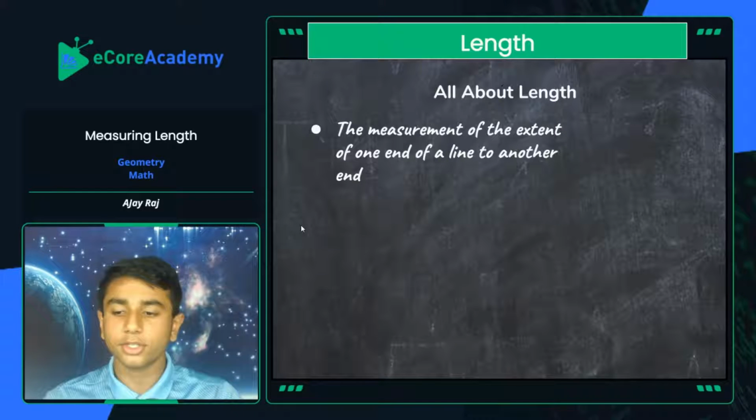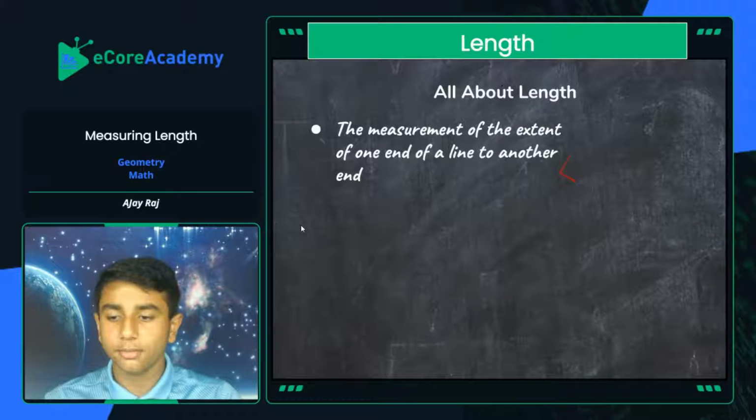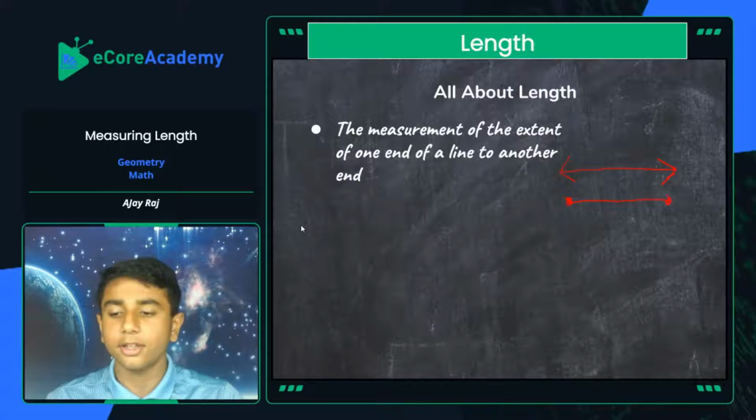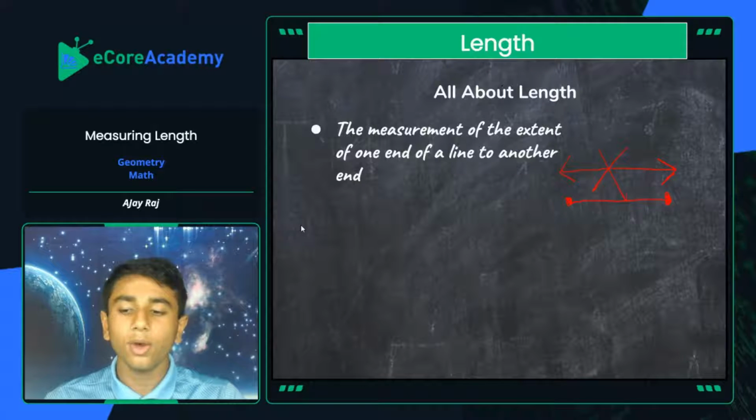I'm going to draw a little example here. Say, for example, you have a line like this, or even a line segment. Like I said before, a line segment has a finite length, meaning it has a definite length, while a line has an infinite length. So if we focus on this line segment right here, and we X out this line because we cannot figure out the length of a line, the length of this line segment would technically be the distance from this point to the other point.